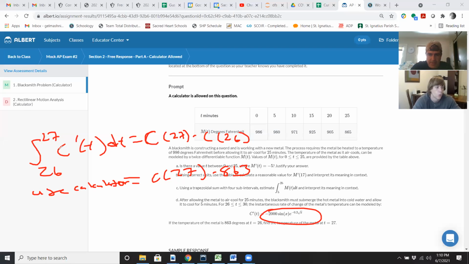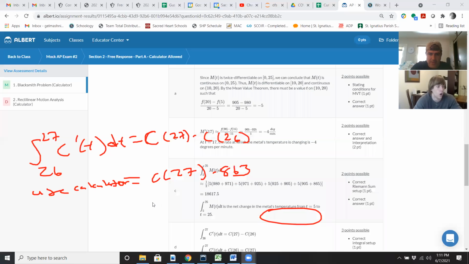Well, they should have told us what the units were. Yeah, they didn't do the best job designing this. I think they kind of rushed it.